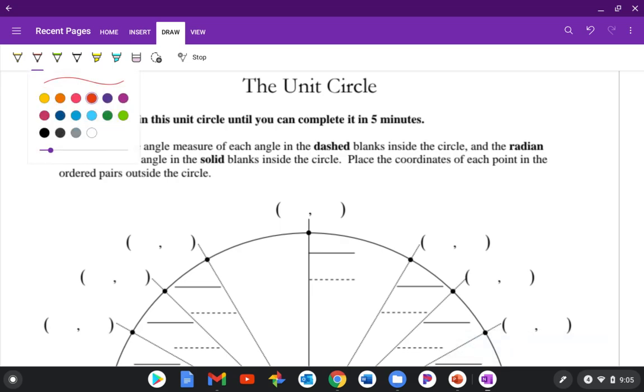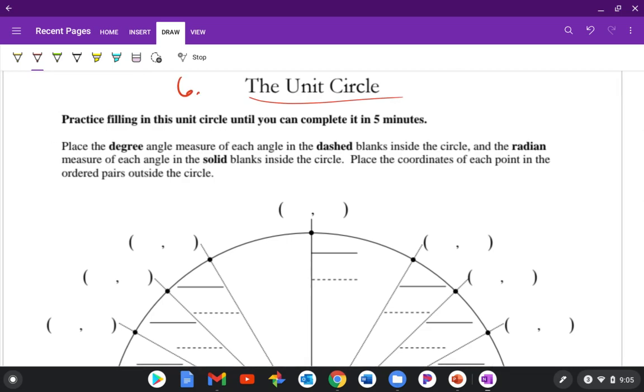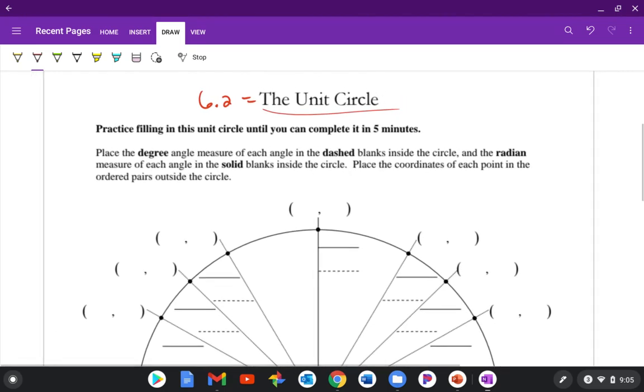Hey everyone, in this video we're going to be talking about something called the unit circle. This is from section 6.2 in your book. The unit circle is something that in the past I've had some of my classes memorize. It's basically a circle with a radius of 1, and it's going to tell us all kinds of information about the degrees, the radians of sine, cosine, and tangent functions, and actually also the other three functions, which maybe you haven't heard of yet, but are cosecant, secant, and cotangent.